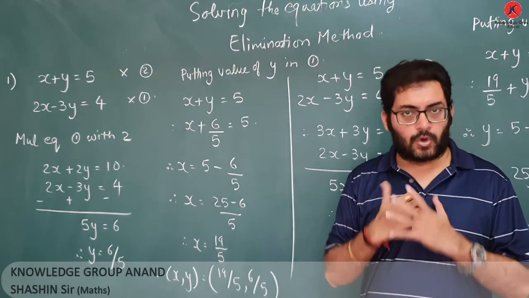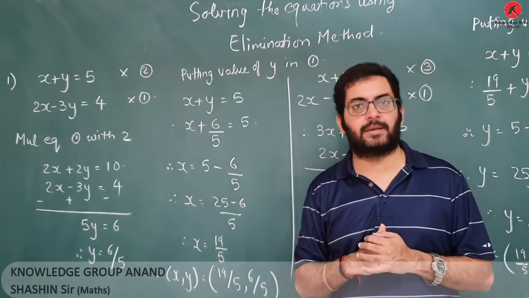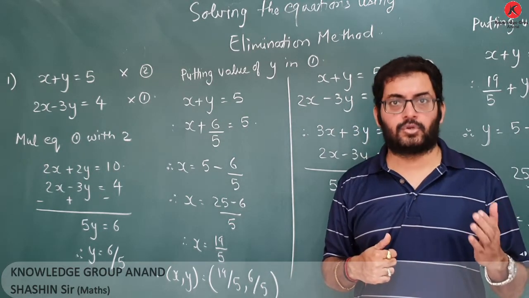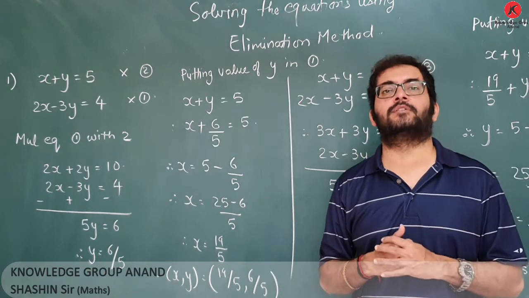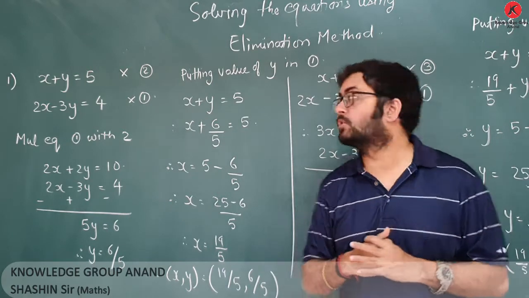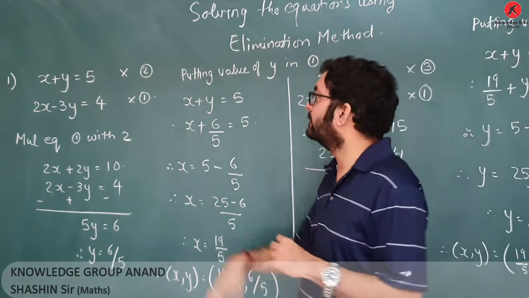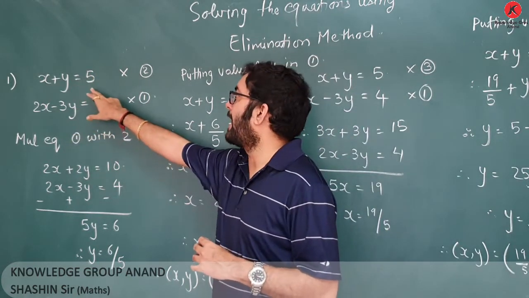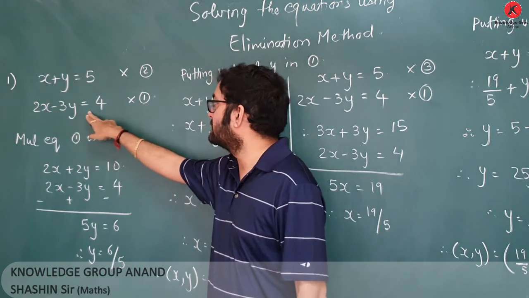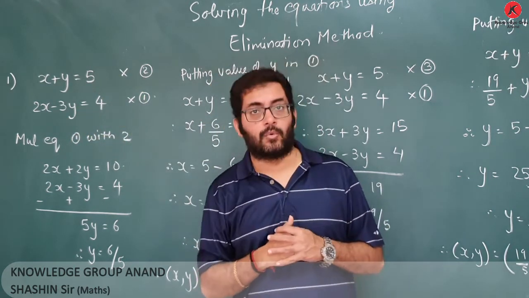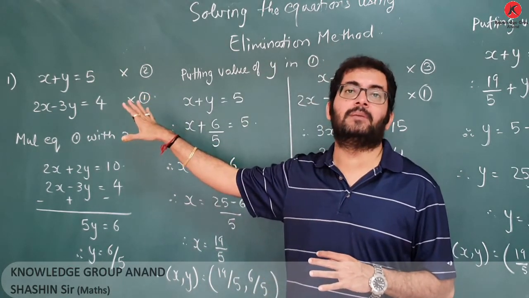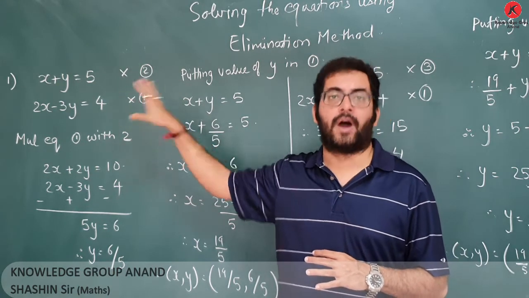We need to solve the given pair of equations using elimination method as well as substitution method. Now substitution method we have already discussed, so you have to solve those equations by substitution method in homework. I will discuss the elimination method over here. So what is the first pair of equation? The first pair of equation is x plus y is equal to 5, and second equation is 2x minus 3y is equal to 4. Now, as the method suggests, here I will try either to eliminate x or y.